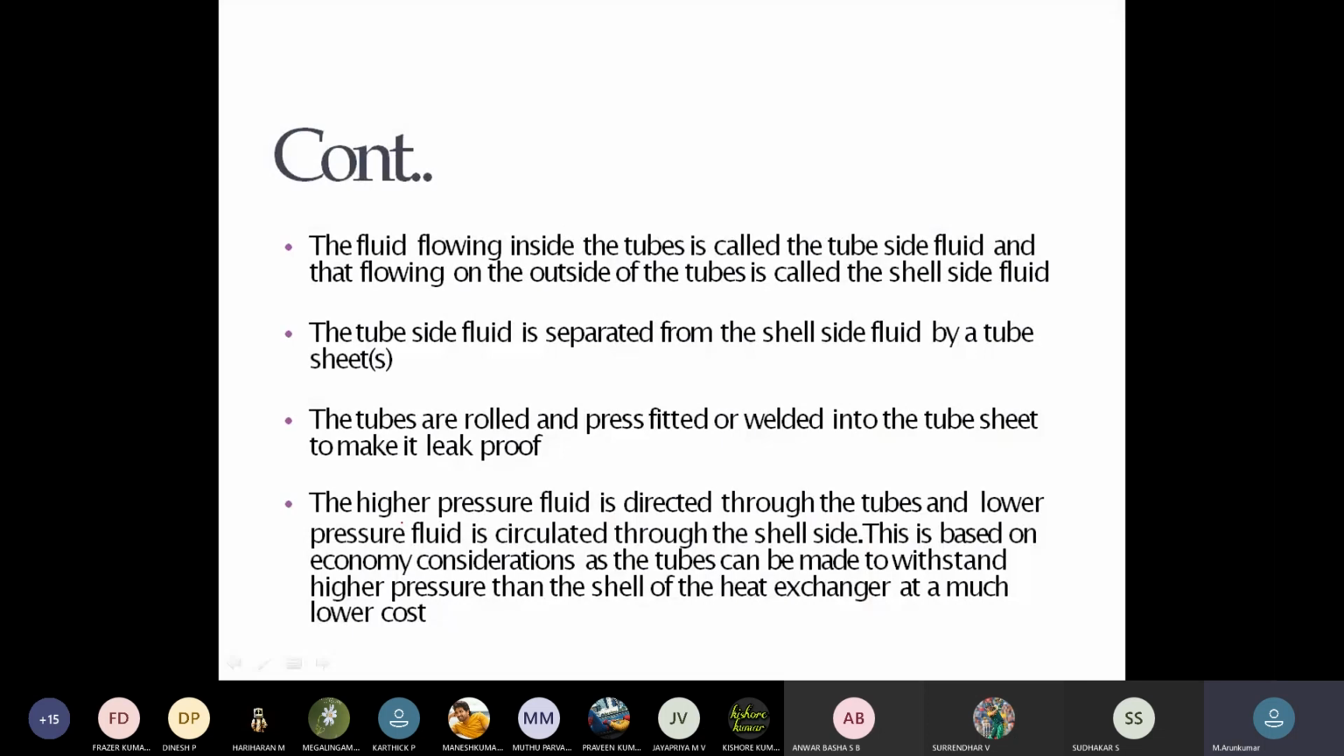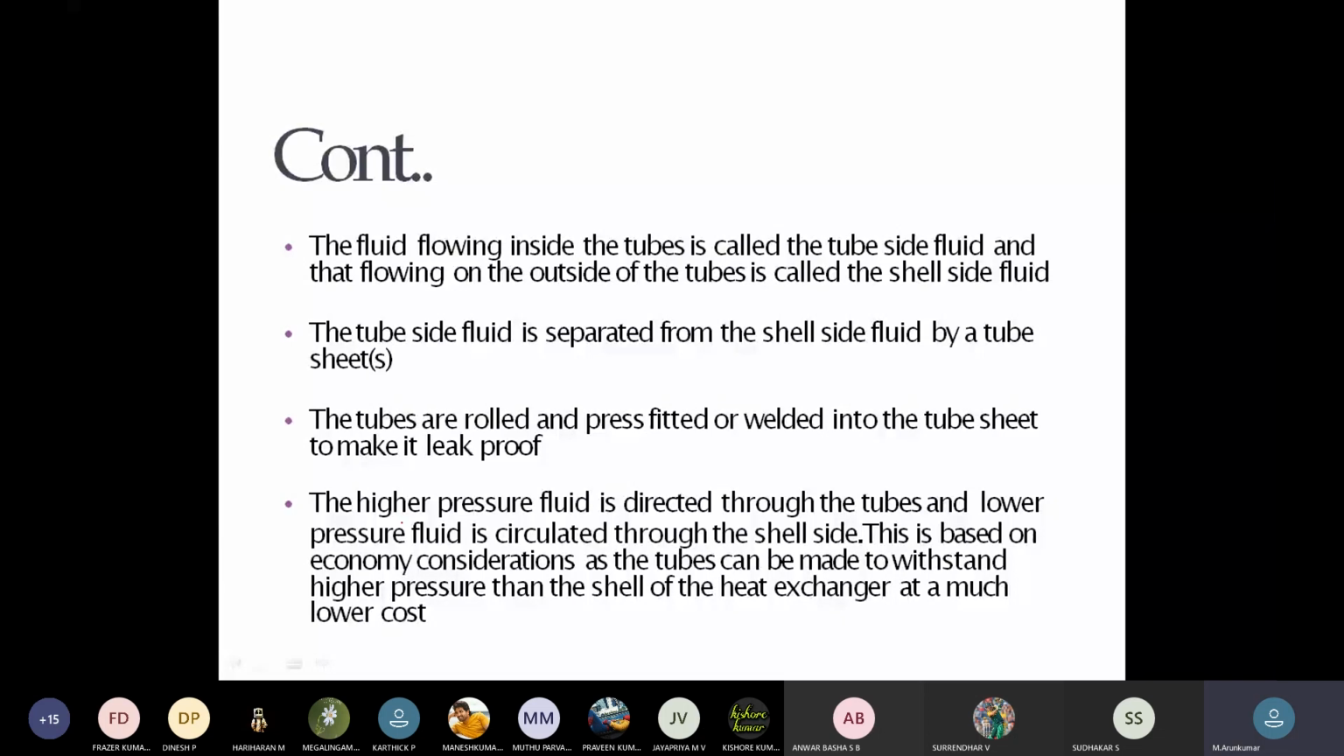Then the tube side fluid is separated from the shell side fluid by a tube sheet, that you know. So we can flow the fluid in the tube as well as in the shell. Then the tubes are rolled and pressed, fitted or welded into the tube sheet to make it leak proof. So actually these were separated. The tubes and the shell were leak proofed.